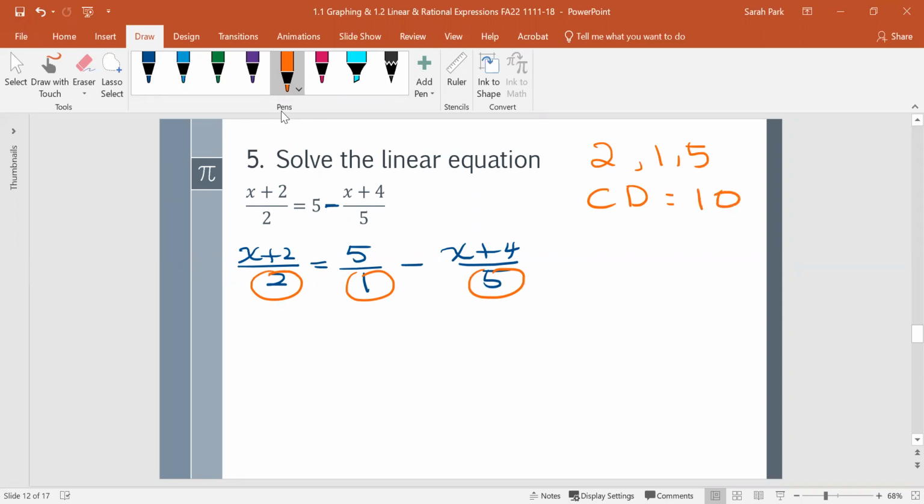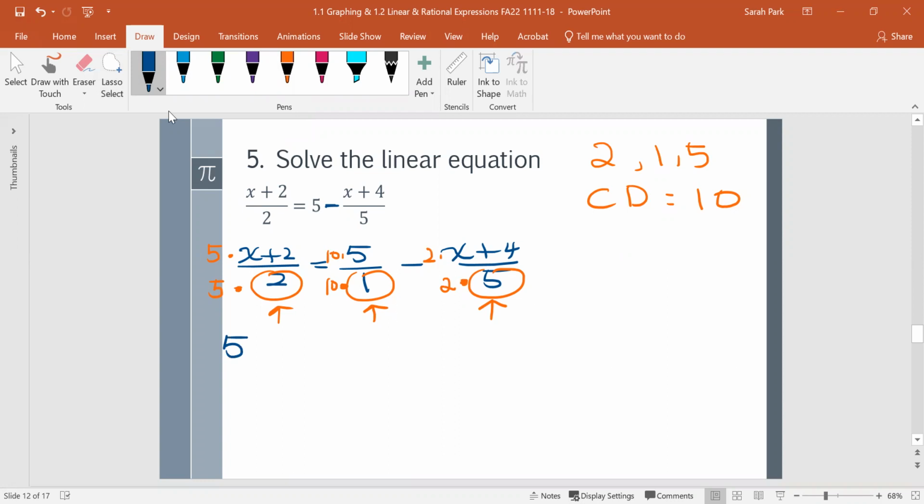If you think about it, 10 divided by 2 is 5, 10 divided by 1 is 10, and 10 divided by 5 is 2. So the idea is I want 10s in the denominators. What will I multiply 2 by to get 10? Well, we can multiply by 5. And because it's a fraction and we want to keep it equivalent, you must do it to the numerator as well. Here, the 1, we're going to multiply by 10, and of course the top by 10. And here, the 5 in the denominator, we're going to multiply by 2.